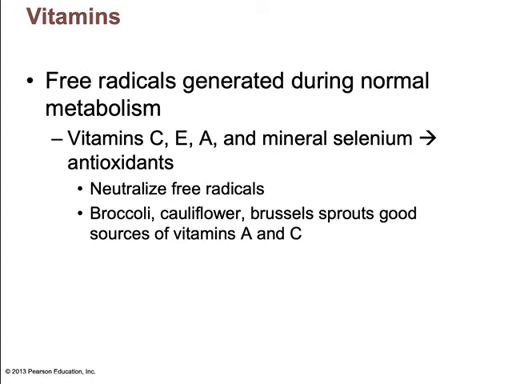Vitamins have a variety of uses. Coenzymes is one of the major ones. They also can destroy free radicals that are produced during metabolism. Free radicals are basically electron poor molecules that steal electrons from healthy molecules and break them down and destroy them. Vitamin C, E, and A, and selenium are antioxidants that neutralize these free radicals. Where do we get them? Broccoli, cauliflower, Brussels sprouts for A and C.